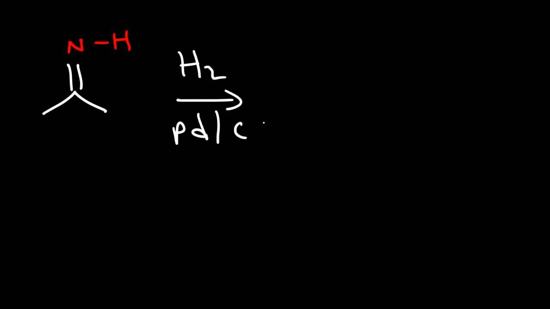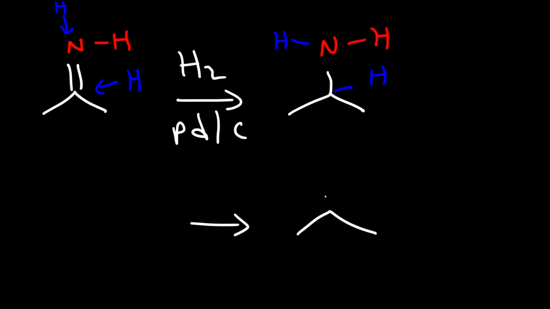So based on that example, let's say we have an imine and we wish to react it with hydrogen gas with palladium over carbon. What do you think the major product of this will be? So we're going to add a hydrogen across the double bond, one on the carbon, one on the nitrogen. So now the nitrogen has a total of two hydrogen atoms, and the carbon also has the hydrogen. So the end result is that the imine has been reduced to an amine.